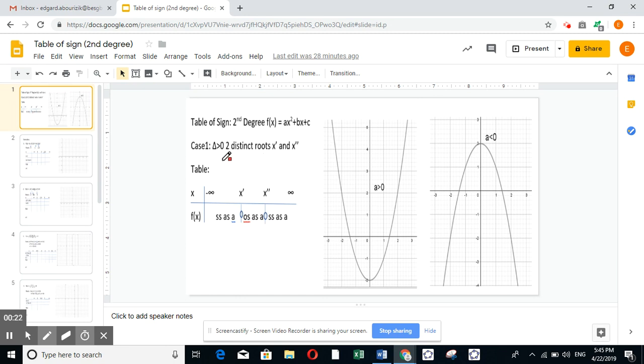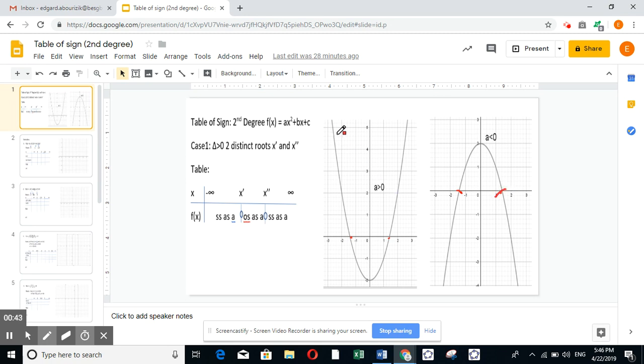We have three cases for second degree. Case one, if you have two distinct roots, delta is positive. In this case, it means that the parabola, as you know from before, cuts the x-axis in 2 points. If a is negative, you have that form. If a is positive, you have a maximum. You have that form, and you have here two roots.